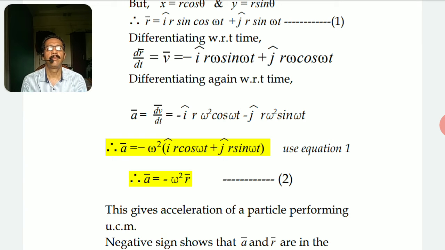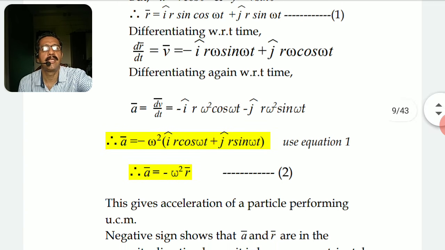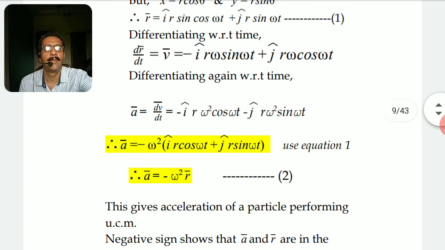There is some problem here, it seems, in equation number 1: that extra sine is unwanted. It has to be ir cos omega t plus jr sin omega t. It is by chance written as ir sine of cos omega t. That sine term should not be present in equation number 1. So after taking the derivative, cos turns out to be minus sine, and it will give you v equal to minus ir omega sine of omega t plus jr omega cos of omega t.